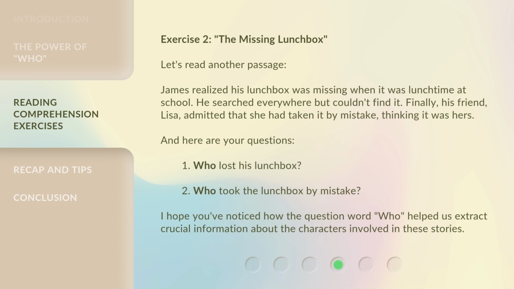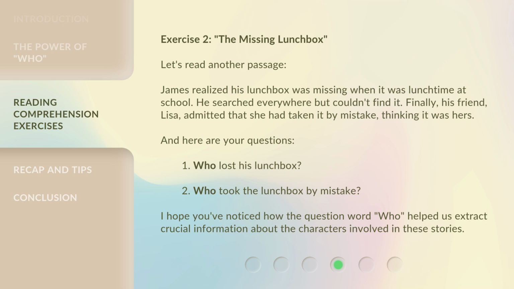Exercise 2, The Missing Lunchbox. Let's read another passage. James realized his lunchbox was missing when it was lunchtime at school. He searched everywhere but couldn't find it. Finally, his friend, Lisa, admitted that she had taken it by mistake, thinking it was hers. And here are your questions. 1. Who lost his lunchbox? 2. Who took the lunchbox by mistake?